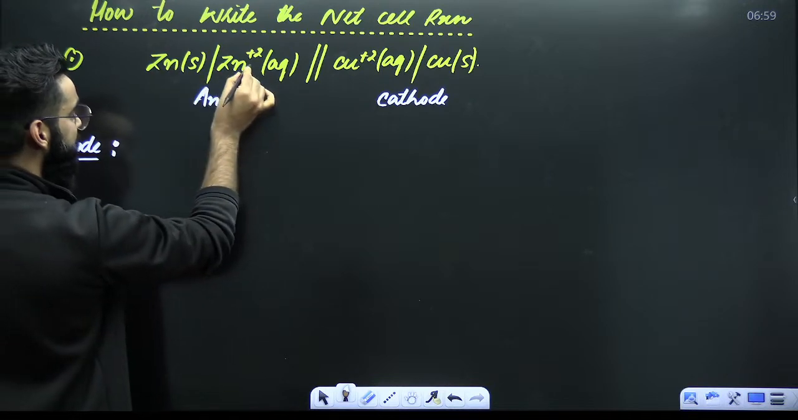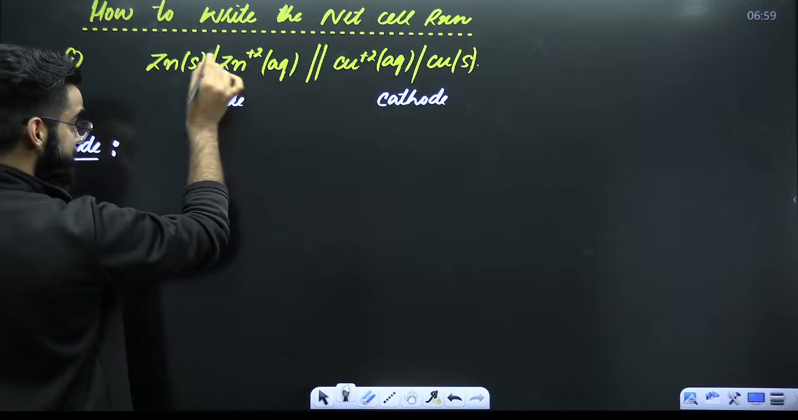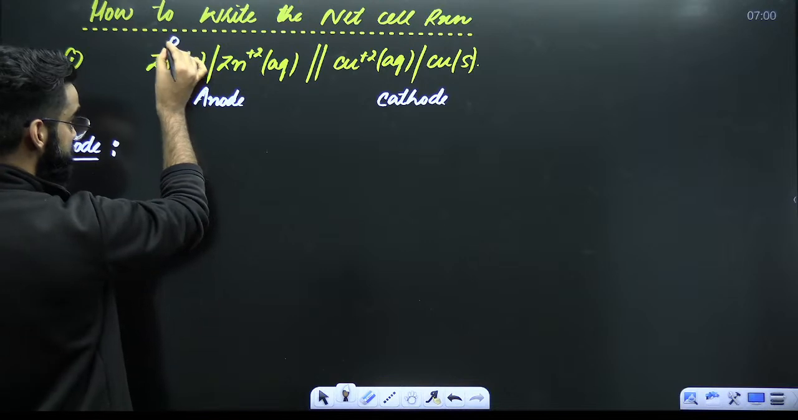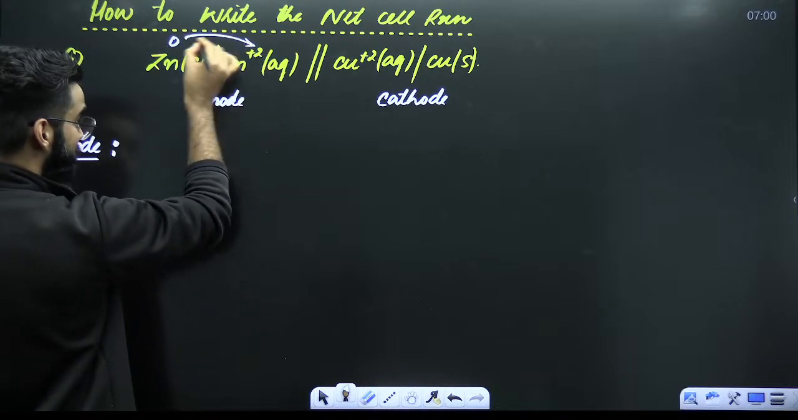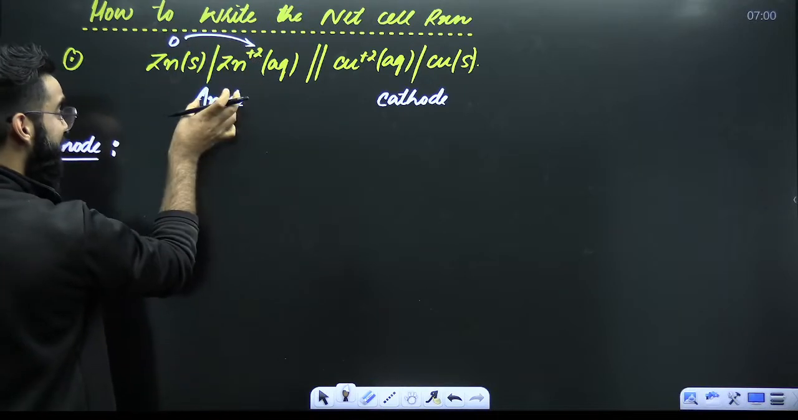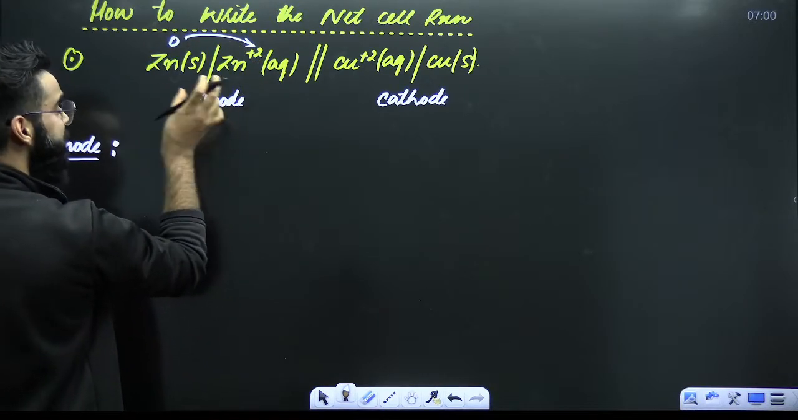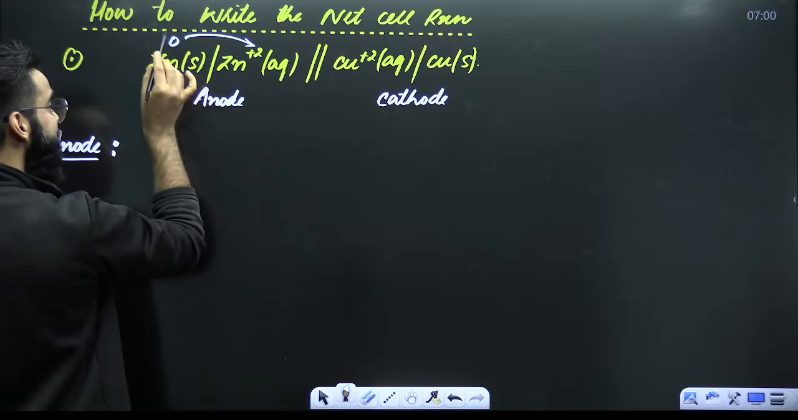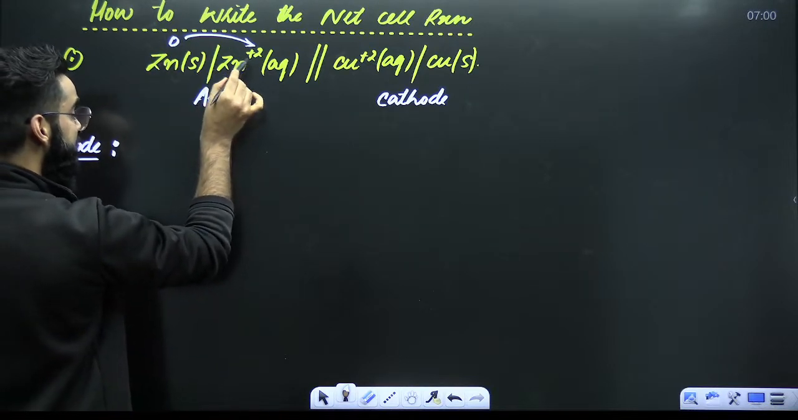Your zinc is getting converted into Zn2+. See, 0 to plus 2, an increase in the oxidation state, means loss of electrons. So basically, at the anode, oxidation takes place, and oxidation means loss of electrons. So I would say zinc has to go into Zn2+.